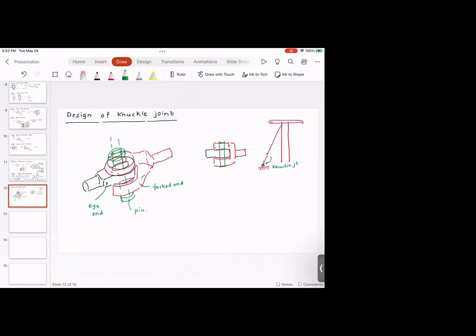So how do we analyze this knuckle joint? To design the knuckle joint, same thing. They will give us the value of load P. So P is known, and sigma T, sigma C, and tau, the design stresses, are known.